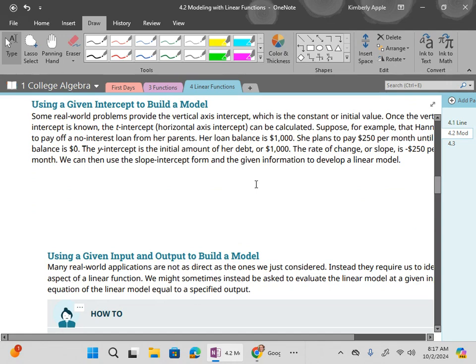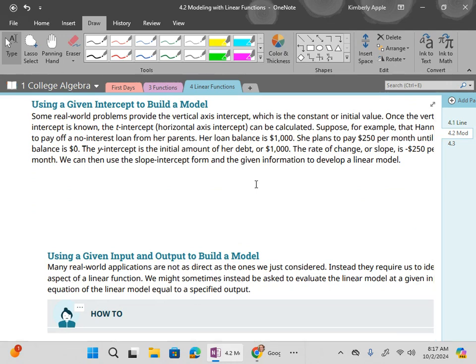So sometimes we give different information, depending on what the problem gives us, we're going to do different things, and we'll start in different places and we may end up in different places. But if you rely on the fact that you basically need an input and output, a starting place and a rate of change, then this will be a lot easier to get to.